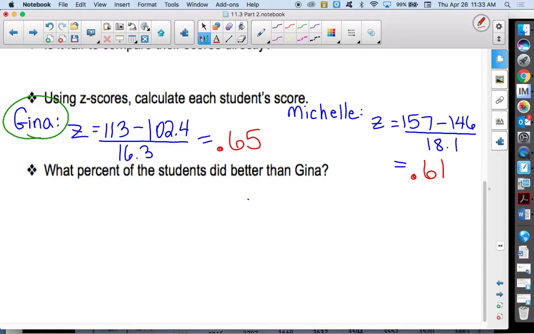All right, so the next question then, we're going to try and use this chart. It says, what percentage of the students did better than Gina? So if you look in your chart, we're going to see if we can find this out. In the chart, we are going to look up 0.65, and I'm going to show you how to look up 0.65. So just take a peek at your chart.